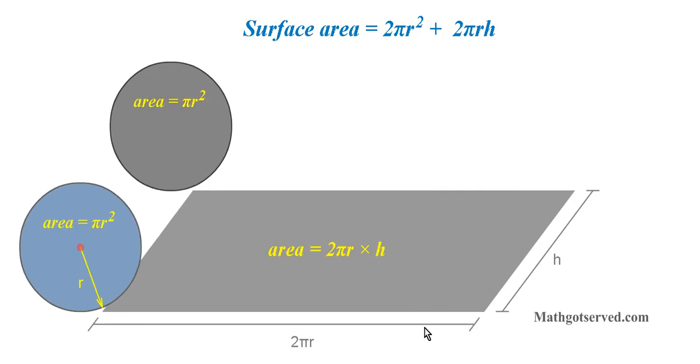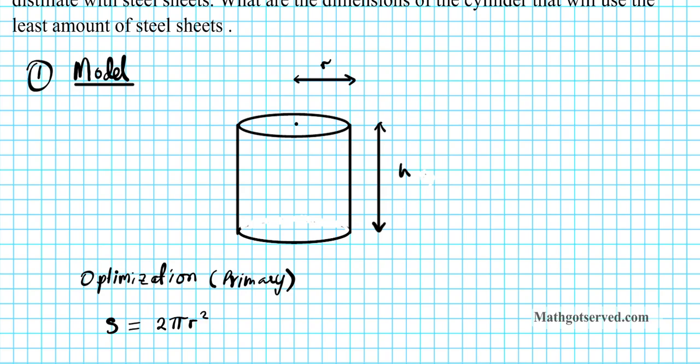So this length right here is the same thing as the circumference of the circle. The area of this rectangle is length times width. The length is 2 pi r, and the height is h. All right, so now let's write down this is the area of the top and the bottom plus the lateral area, which is 2 pi r, the length, times h, the width of the resulting rectangle if you disassemble this cylinder right here.